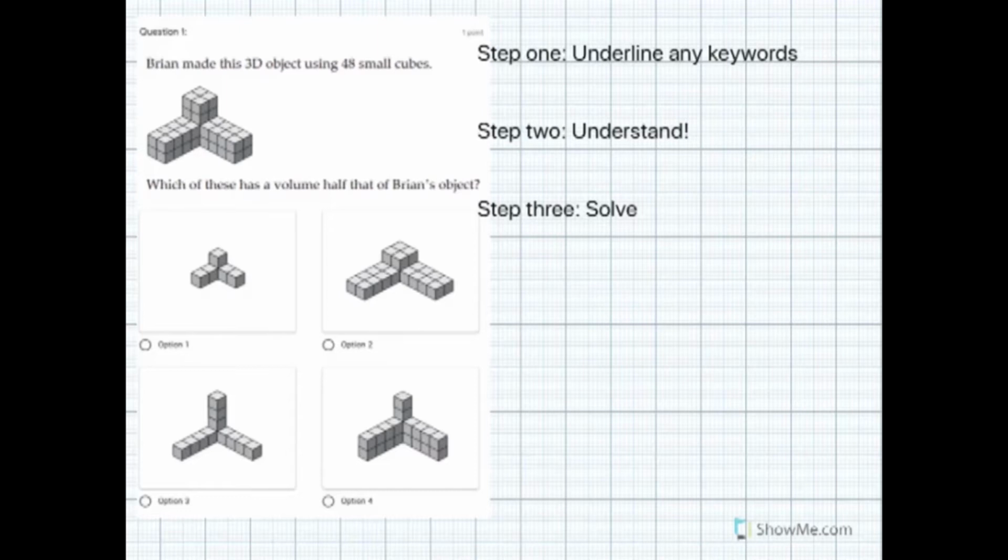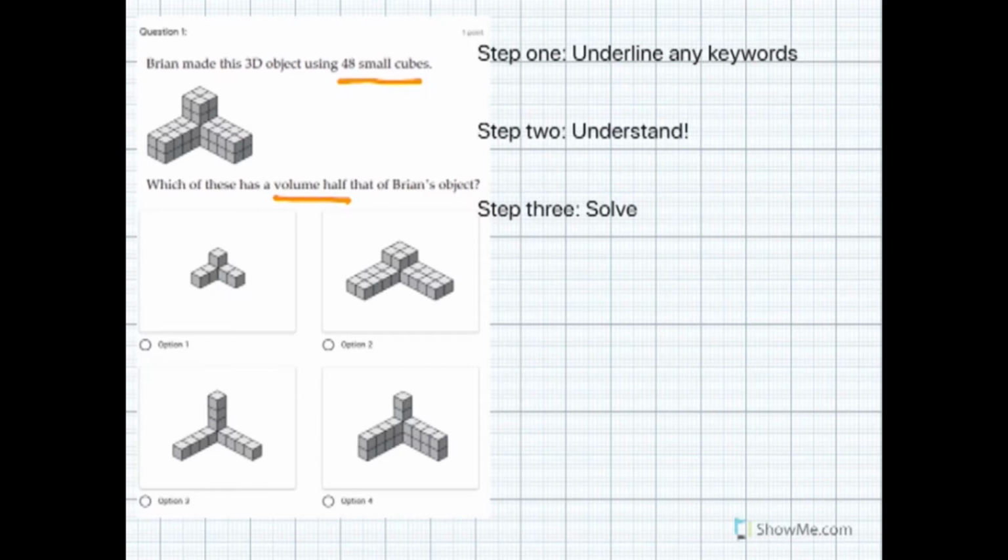Question 1. Brian made this 3D object using 48 small cubes. Which of these have a volume half that of Brian's object? Step 1 is to underline any key words. 48 small cubes and half the volume are key in answering this question.